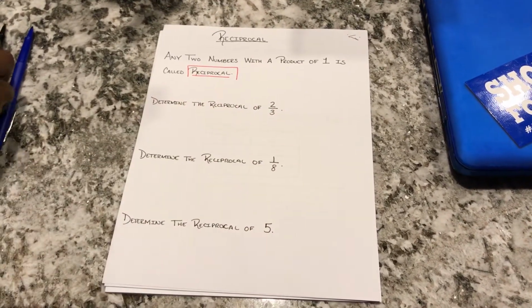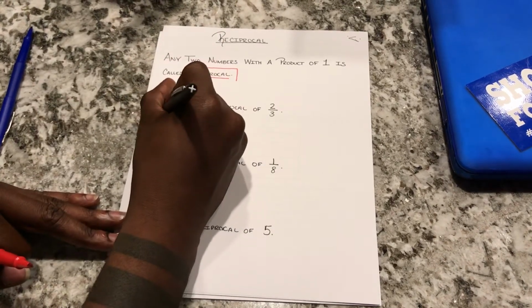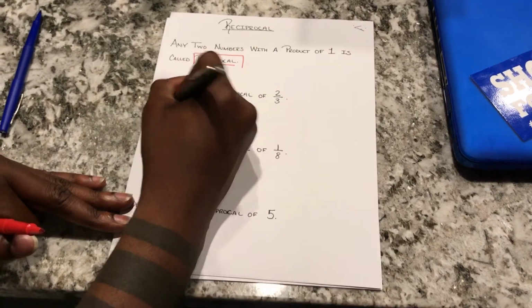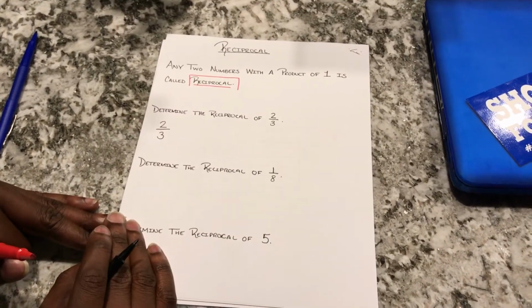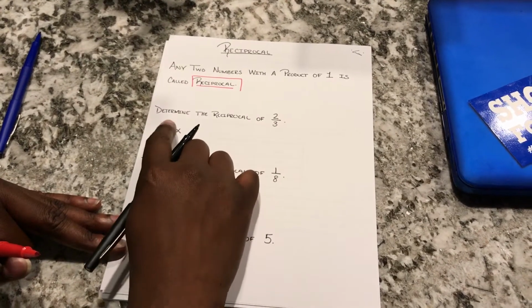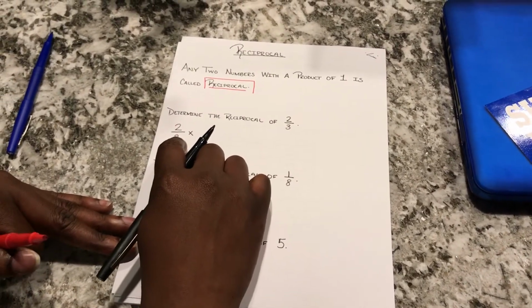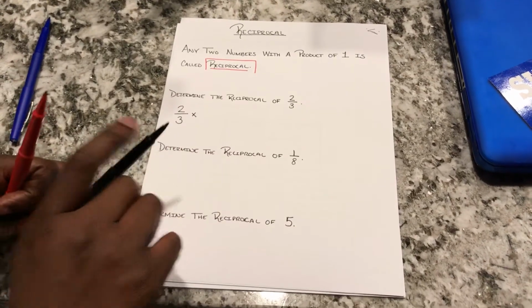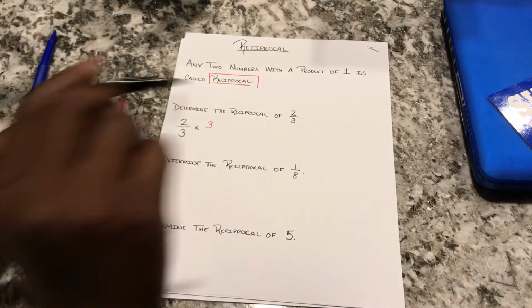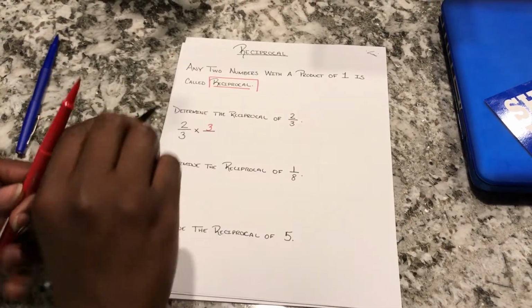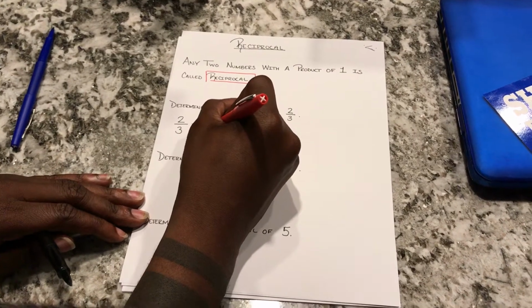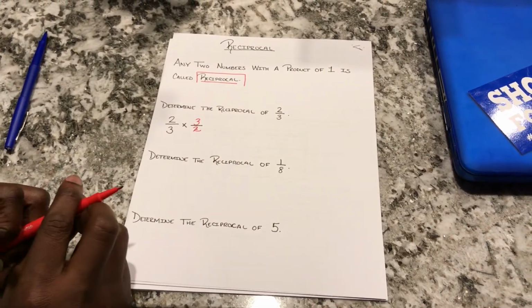Now, to find the reciprocal of 2/3, that means that I must find a number that when I multiply it by 2/3, it will then equal 1. So, what I must do here is flip 2 and 3. When we say flip, we're actually finding a reciprocal. So 3 will be written on the top, and 2 will be written on the bottom. 3 is now the numerator, and 2 is now the denominator.